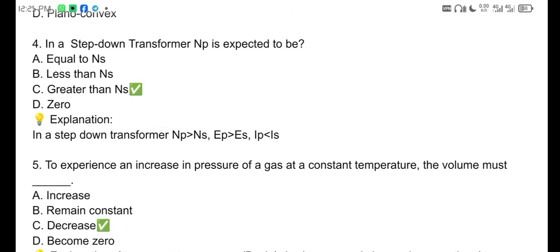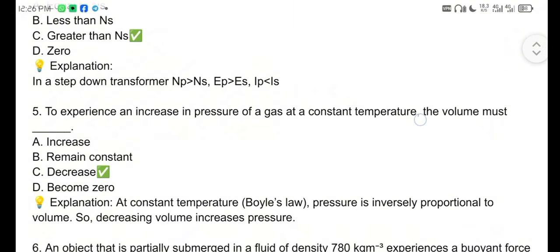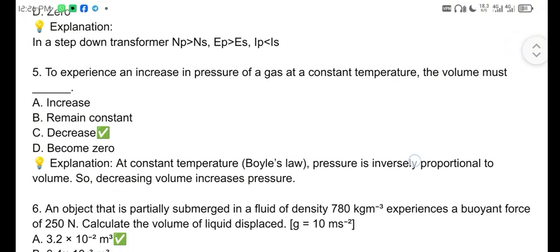Now NP, number of turns in the primary coil. NS, number of turns in the secondary coil. EP is the EMF in the primary coil. ES is the EMF in the secondary coil. IP, current in the primary coil. IS, current in the secondary coil. So you should take note that your step down transformer steps up current and steps down voltage. While your step up transformer will step down current and step up voltage.